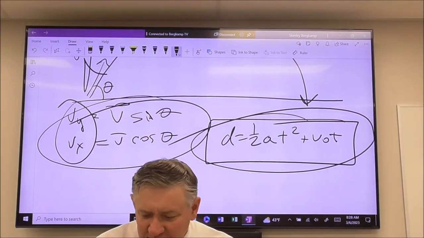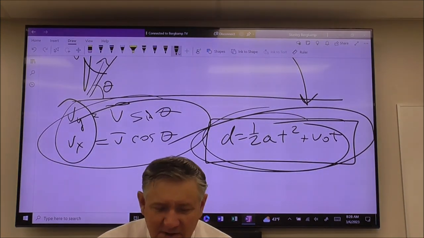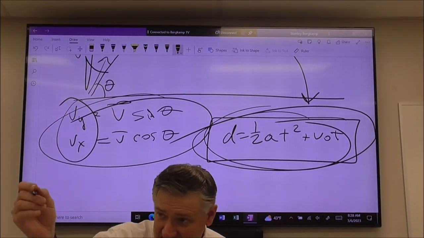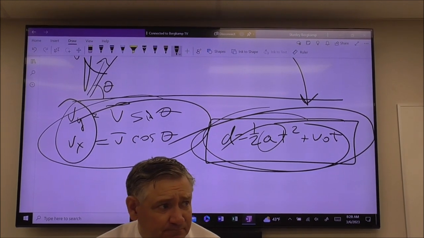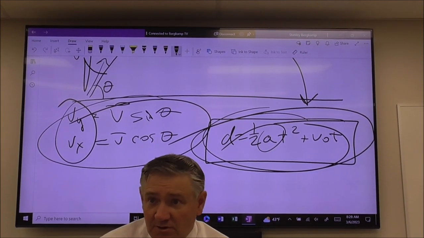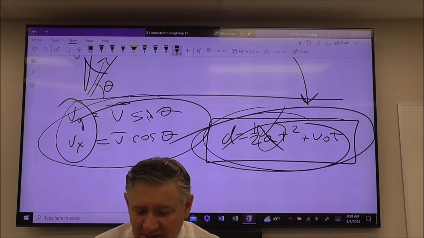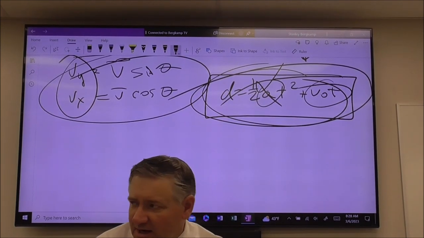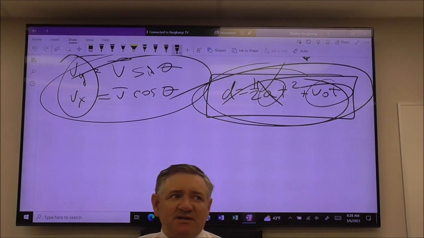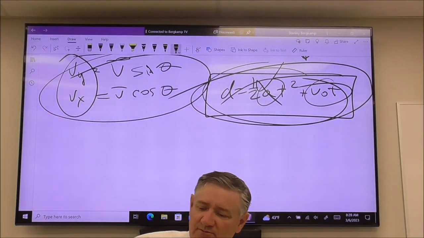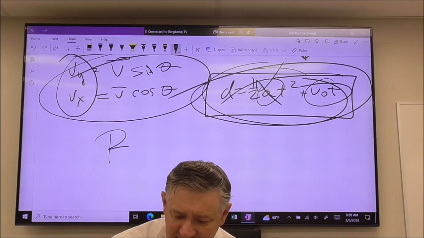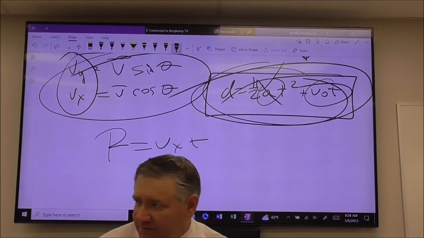Fantastic. You can use this equation because horizontally, and that's exactly what Connor said. Horizontally, what's my acceleration? Zero. Zero. That whole thing drops out. Oh, we get V naught time. We have distance equals velocity times time. We can use this equation even to find our range. We're just going to repackage it and call it VX time.